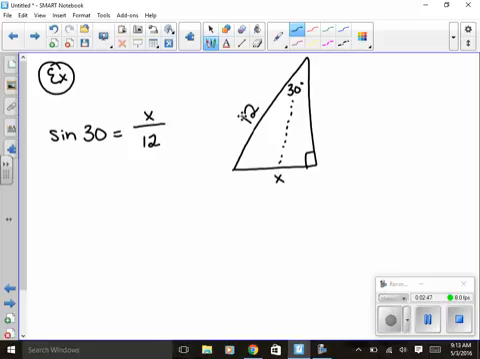over 12. Okay, so now looking at this, I need to get x by itself. So in order to do that, I need to multiply both sides by 12 because it would cancel over here. So now I've got 12 sine of 30 equals x. I can just type that directly right into my calculator as I see it. Make sure that you're in degree mode. That's a little note here.